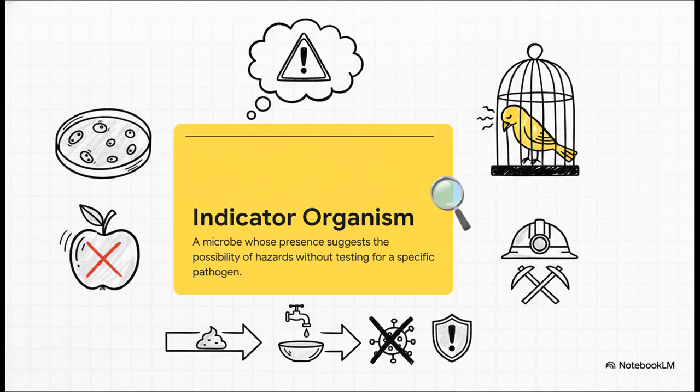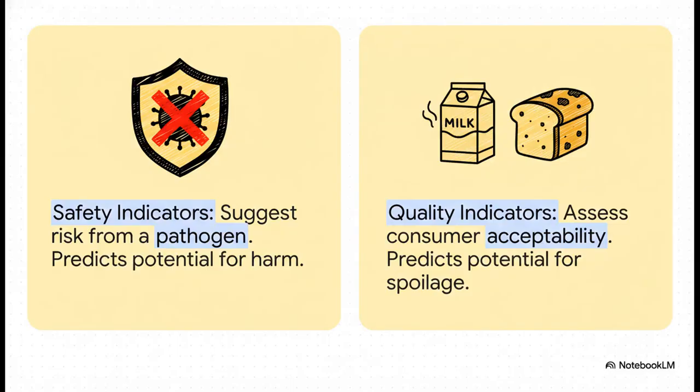It's a predictive tool that gives us a powerful warning. And as you can see here, not all indicators are playing the same game. They have 2 totally different jobs. On the left, you've got safety indicators. These are the ones we really care about for public health. They're the ones that suggest a risk of contamination with bugs that can make you really sick. They predict the potential for harm.